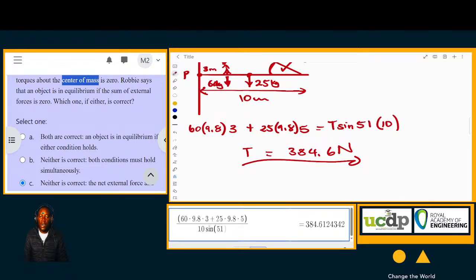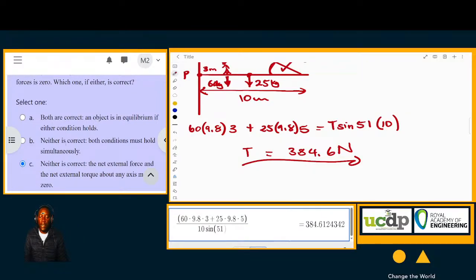So if this one states 1, then without the other, it still makes them incorrect. The conditions there should hold simultaneously, yes, but not the condition about the center of mass. That one is wrong. The condition is net moments being 0 and net force being 0, and the net moments are about any axis. So C would be the most appropriate one.